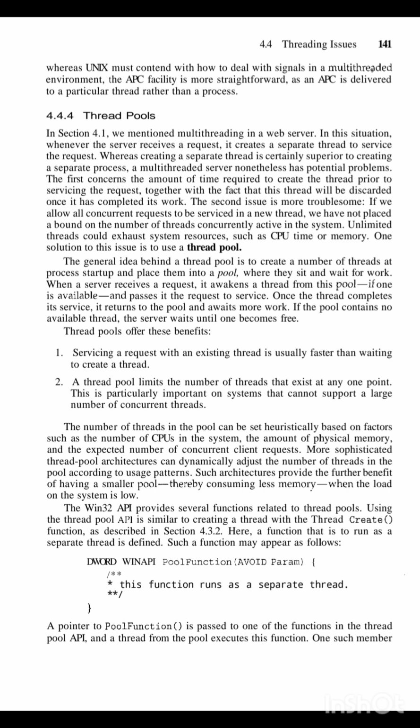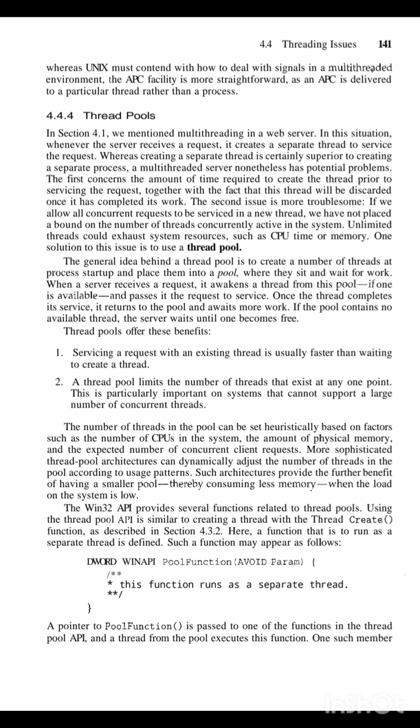Thread pools offer some benefits. Servicing a request with an existing thread is usually faster than waiting to create a thread. A thread pool limits the number of threads that exist at any one point. This is particularly important on systems that cannot support a large number of concurrent threads. The number of threads in the pool can be set heuristically based on factors such as the number of CPUs in the system, the amount of physical memory, and the expected number of concurrent client requests.